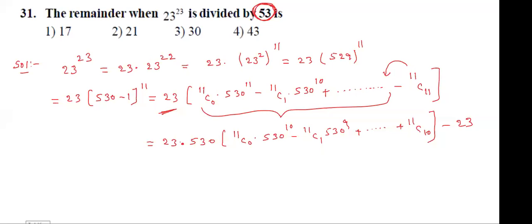Okay, students, are you understood? Now here 530, I am writing 53 into 10 into next 23. This is totally, I am writing some integer m minus 23. This is overall I am going to write 53 into m minus 23, this is totally integer only.